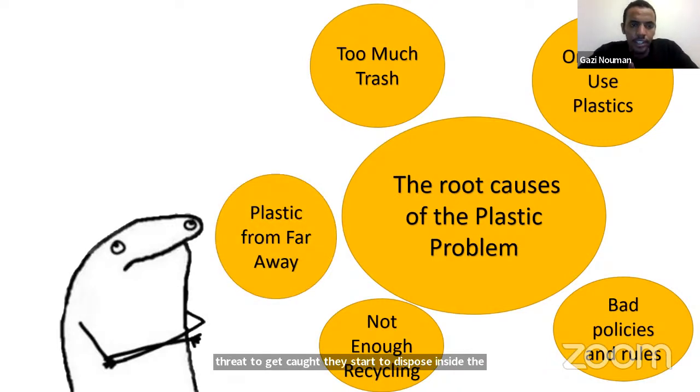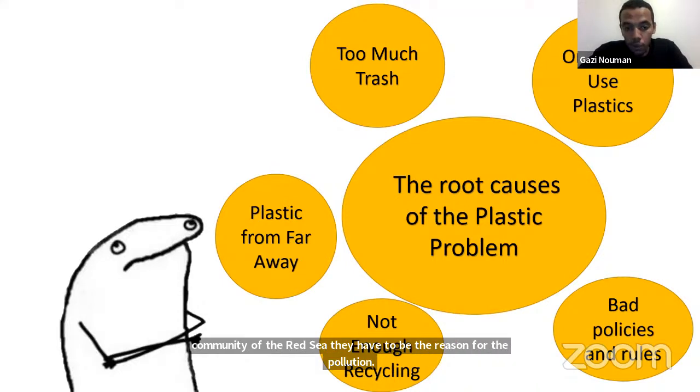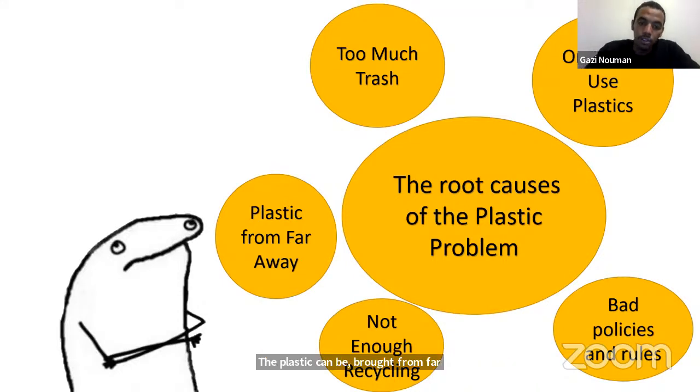Another thing we can look at is plastic from far away. It does not necessarily mean that the people and the community of the Red Sea are the reason for the pollution. Plastic can be brought from far parts of the world by waves; it can float through the water itself. Have you ever heard about the polar bears that died, and when they were dissected, tiny plastic pieces were found inside their bellies, right? How did those polar bears get this plastic? They live in the north part of the world. There is no plastic there, but the plastic came from different parts of the world, from Europe, from America.